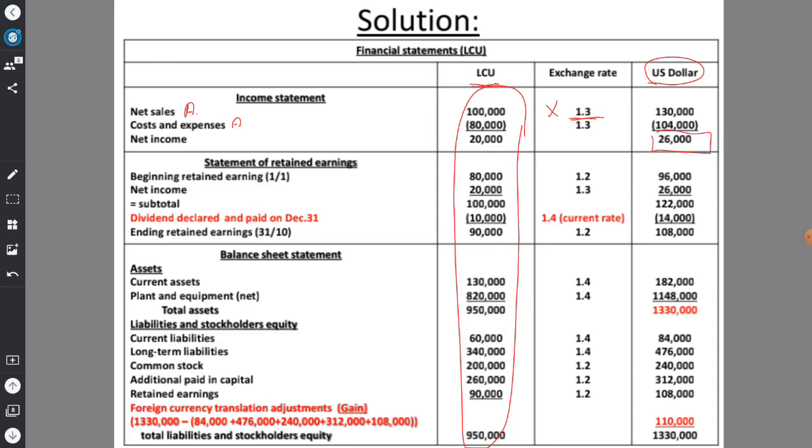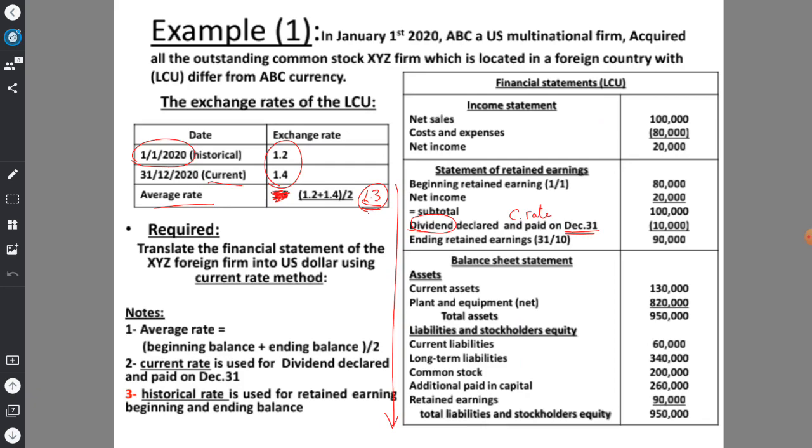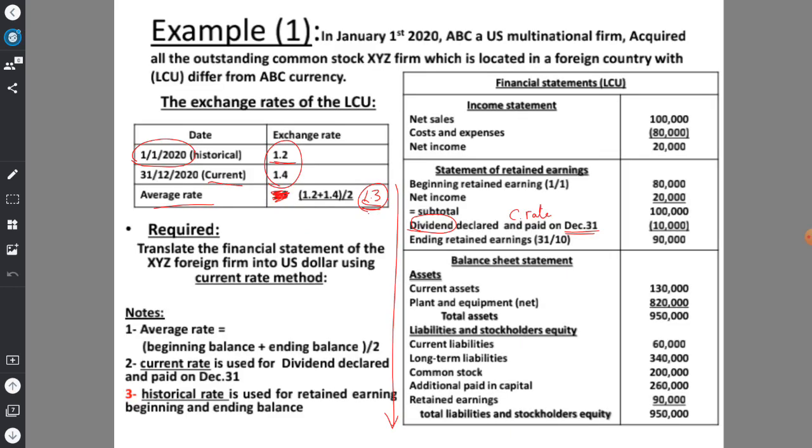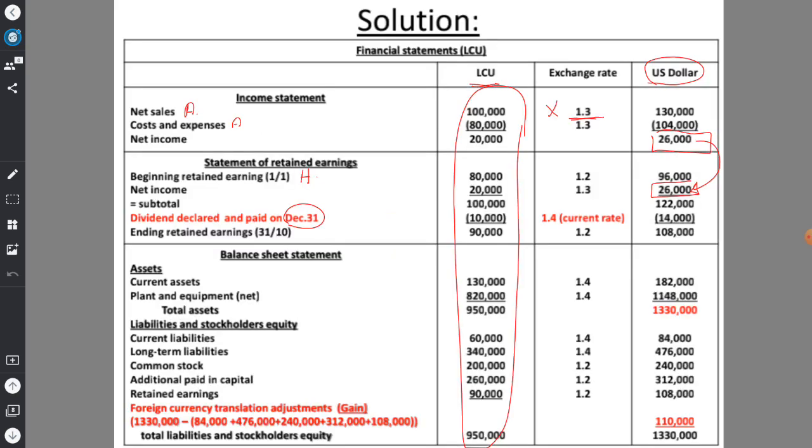retained earning. الريتيند earning هاجي ارجع ده تاني، احنا بنتكلم في الكرنت ريت ميثود. الريتيند earning I'm going to apply for them historical rate، يعني 1.2 اللي هي الهيستوريكال. طب النت انكم مش انت حسبته خلاص فوق، هنزل بيه هنا اسجله. طب dividend declared and paid on December 31. هو ديسمبر 31 كان الاكسشينج ريت بتاعك كام؟ كان الاكسشينج ريت ب 1.4، فهاجي هنا هسجل الاكسشينج ريت ال 1.4. الريتيند earning ending balance هحسب هيديني الريتيند earning ending balance.